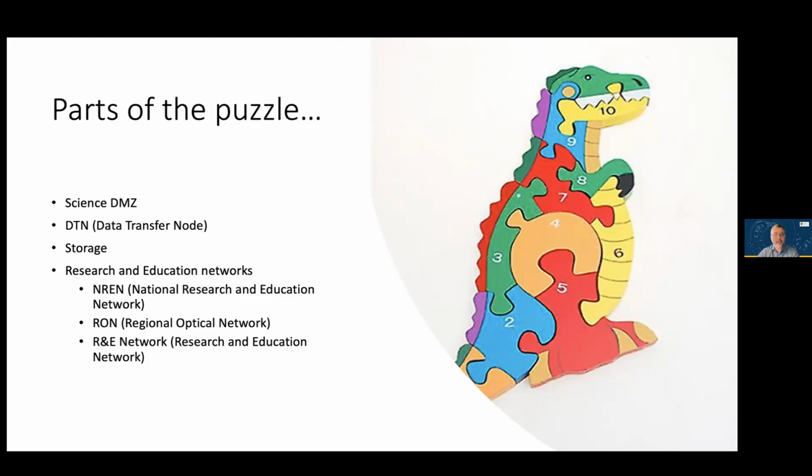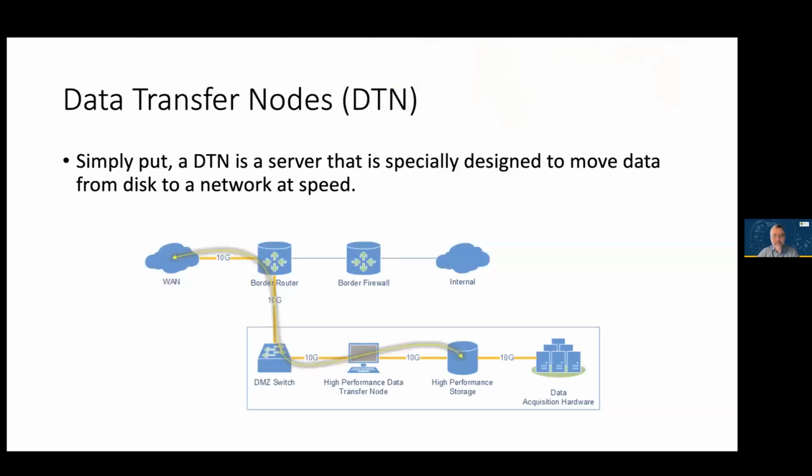And then you have all the other parts of the research and education network ecosystem, which are NRENs, so national research and education networks, regional optical networks, and just R&E networks are some of the different titles that they can be called. Okay, so again, a DTN, pretty simple there.